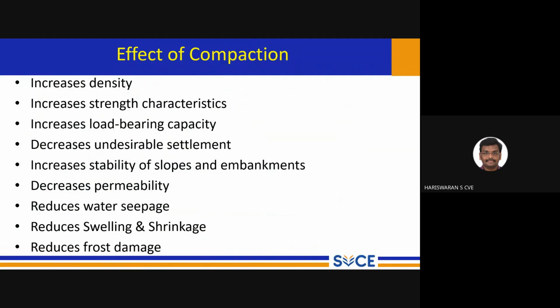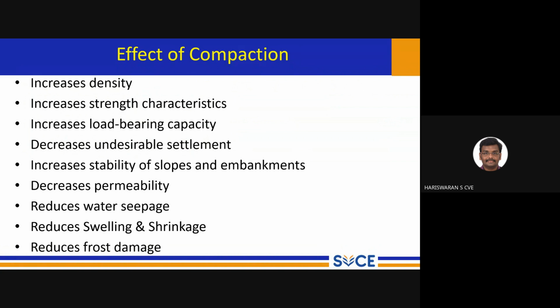So now, what is the effect of compaction? We are executing the compaction, so what is the end result? Compaction increases the density. Density is nothing but mass by volume. Because of repeated energy on a known mass of soil, the mass is not going to change, only the volume is going to be reduced. When the denominator decreases, automatically the density increases. Our intention is to increase the density, that closeness of the particles.